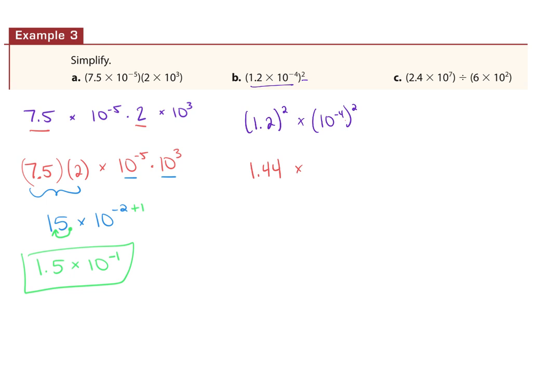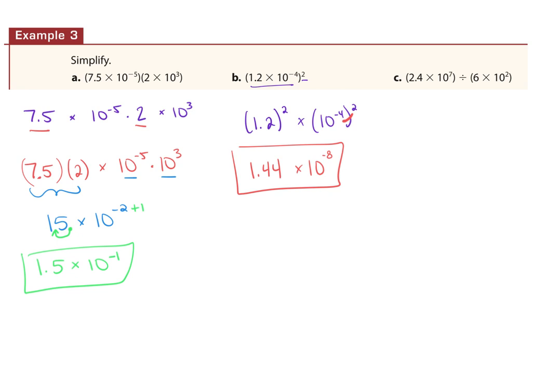What about this guy? Power to a power. What do I do with those? I multiply them. So this is going to be negative 4 times 2. So negative 8. Is this in scientific notation? Yes, it is. 1.44 is between 1 and 10. I'm done. This is my final answer for this guy right here.